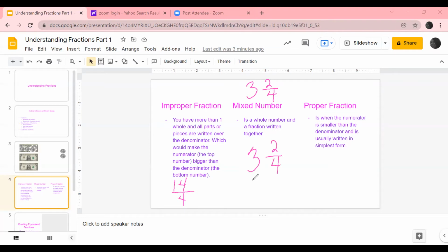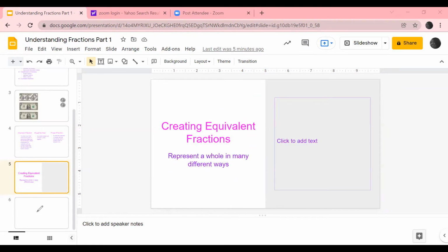A proper fraction is when the numerator is smaller than the denominator and is usually written in simplest form. So if I'm talking about a proper fraction, it's usually less than a whole, but I could write 3 2/4 as a proper fraction as well, because I know I have $3.50. This still would be equivalent to $3.50.